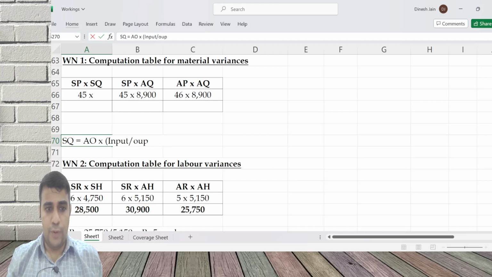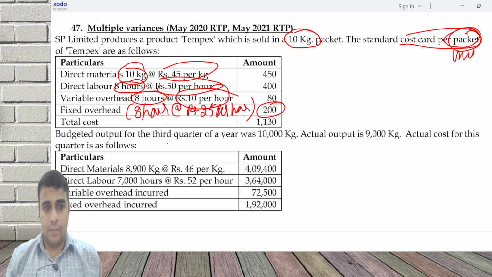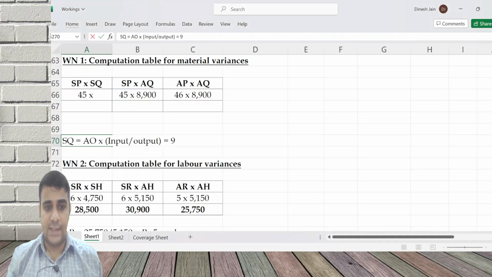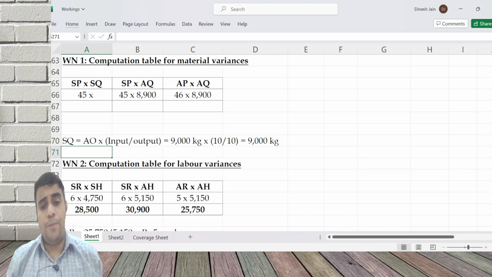The input output is 10 is to 10 because the output is given in kgs. 9,000 kg into 10 by 10. If the output was given in packets, then the input output ratio is 10 is to 1, because one packet is 10 kg. So it depends on how the output is given.